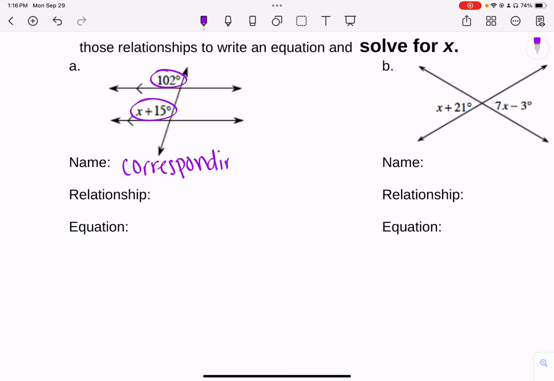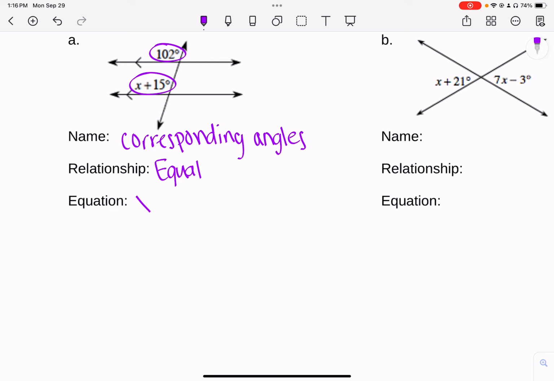And we know those lines are parallel, so we know that those angles are equal. So the relationship is equal. You can also write congruent. And the equation we're going to write here is x plus 15 equals 102. And then we need to solve it. So to get x alone, we're going to take away 15 from both sides. So this is a quick one, but we're still going to show our work so we have the opportunity to make corrections later if we want. So that would give us 87.